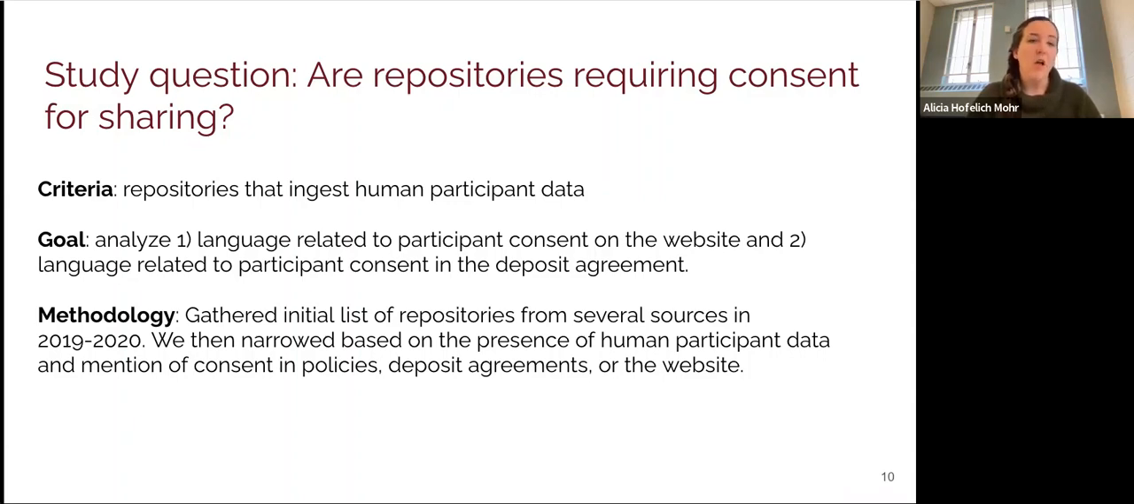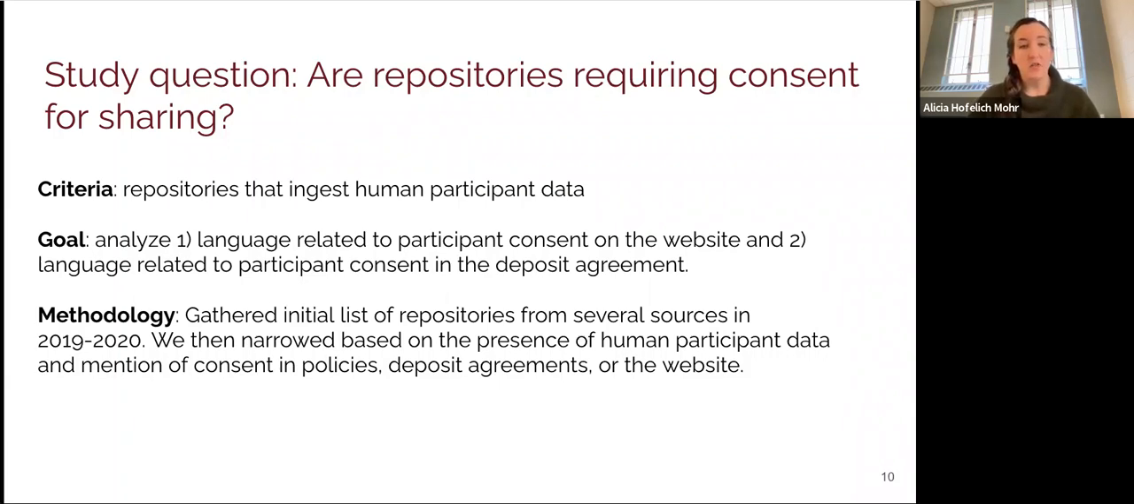So we want to know what is happening across other repositories. We know that de-identification or not having any private data is kind of a standard in the repository language. But what are people doing around consent? Are people asking for consent? Are repositories looking for consent? Is there guidance on their websites? And so we did a scan to look at the landscape.